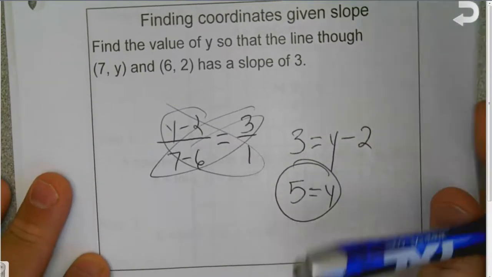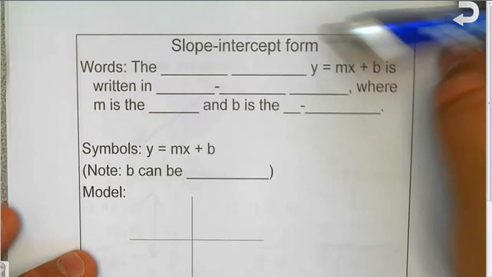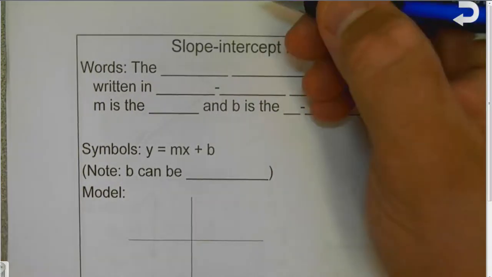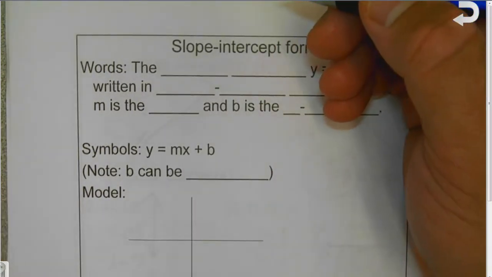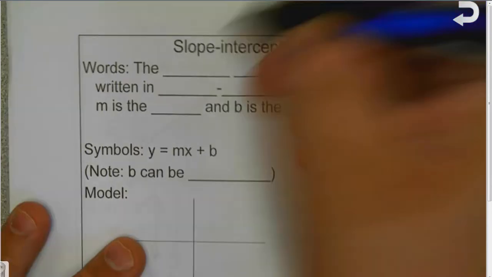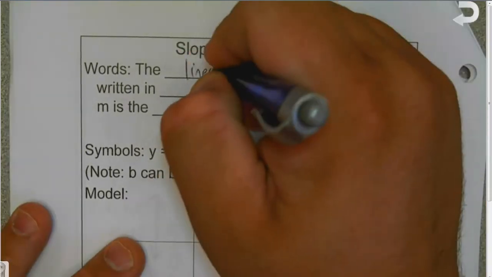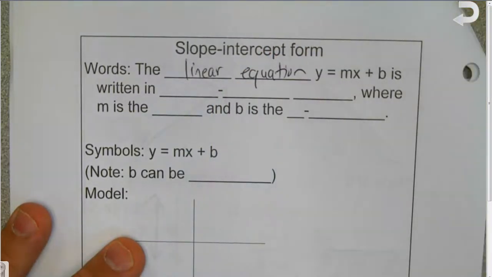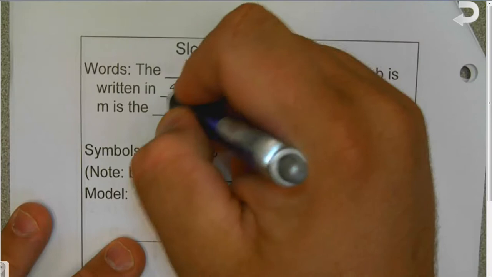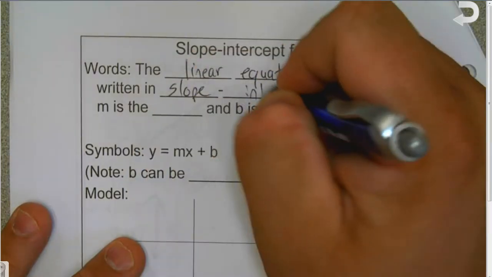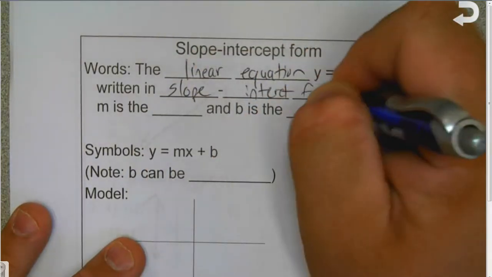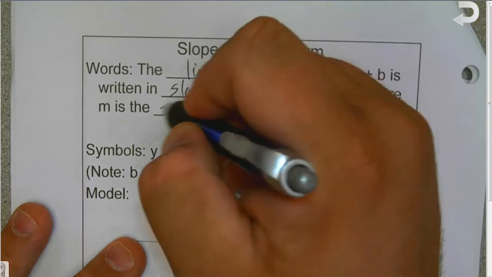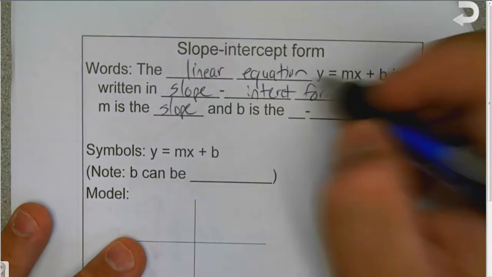Why do we use slope? That's the important thing. We use slope because we know that lines are written in slope-intercept form. Okay? And so a linear equation that we see a lot is y equals mx plus b. And this is what we call the slope-intercept form, where m is the slope and b is the y-intercept.